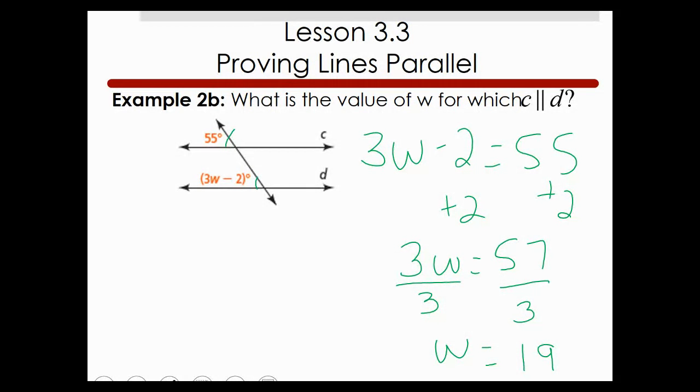And again, check it again. Check your math again. So we are going to do 3 times 19 minus 2. Let's see what 3 times 19 is. 3 times 19 gives you 57. 57 minus 2 is 55. Good. So this is 55. So it's always good to check your work. Awesome. So they both equal each other because it is corresponding.